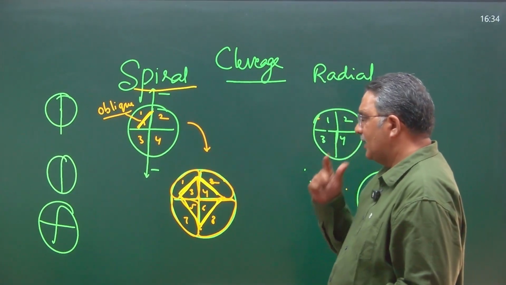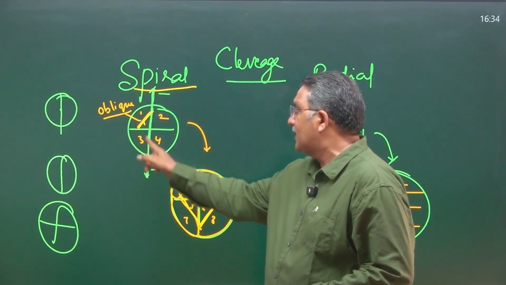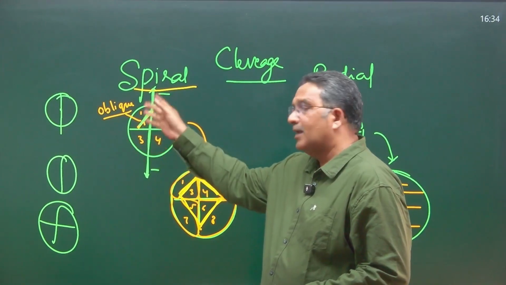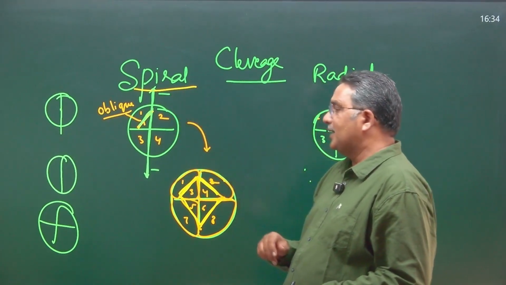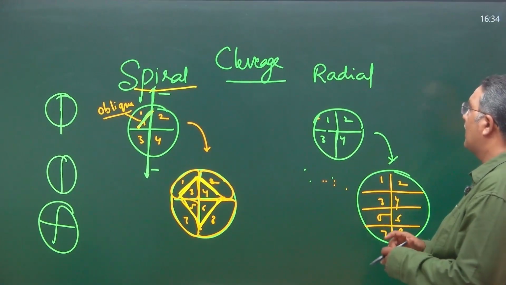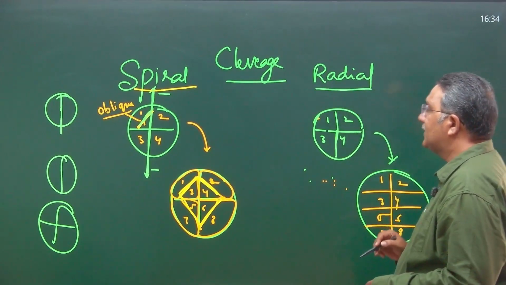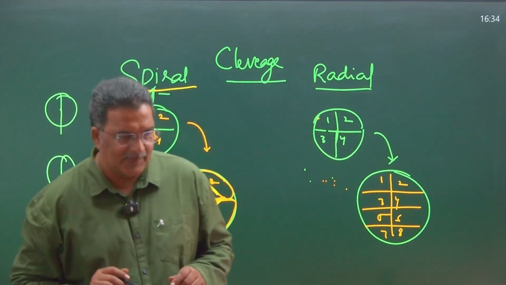Spiral cleavage is the process of embryonic development where the cleavage patterns are oblique to the polar axis. If the cleavage patterns are radial, we call it radial cleavage. Radial means straight lines.